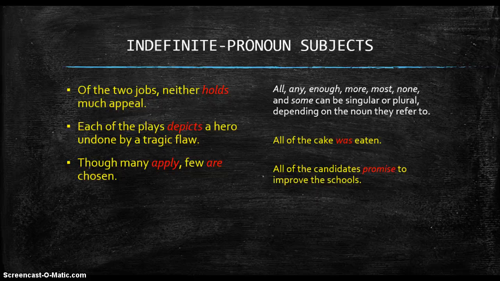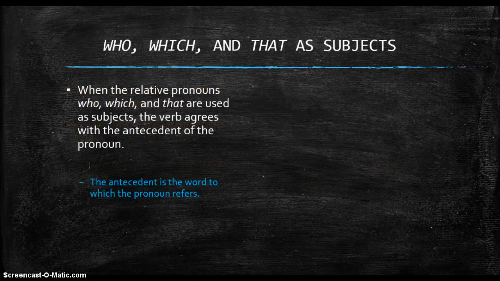Now, if you have things like all, any, enough, more, most, none, or some, those can be either singular or plural. It depends on what they're referring to. All of the cake was eaten. All means one. So this is a singular noun. But if you're talking about all of the candidates, this is talking about them as individual people. So you're going to use a plural verb to agree with that.